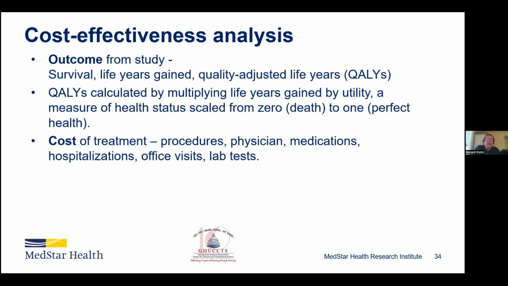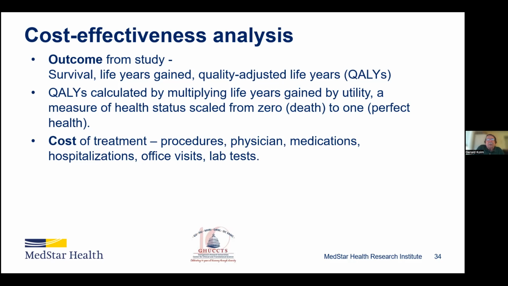Typically, the outcomes that we look at are usually survival, or what we term life years gained. And then we can also look at what are called quality adjusted life years. That's basically just taking the life years of the survival and multiplying it by a utility, which is a measure of health status, and it's typically scaled from 0, meaning you died, to 1, where you have perfect health.